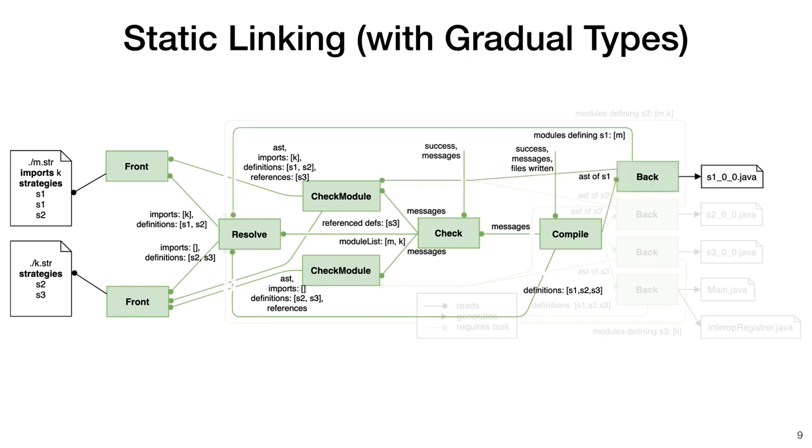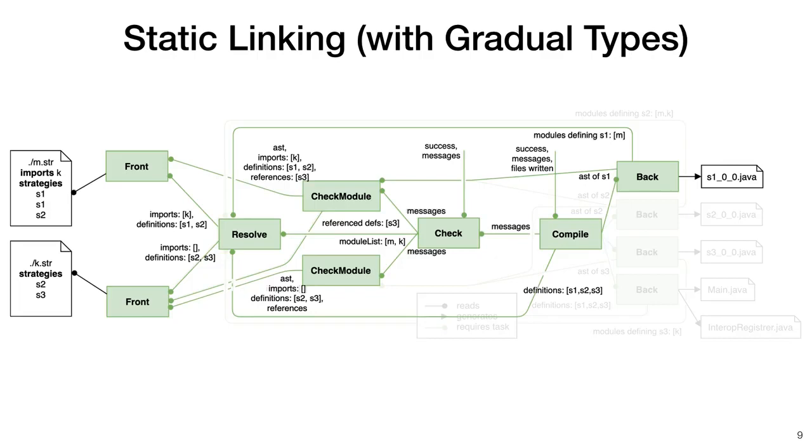The first back task is for strategy S1. The back task depends on the Resolve task result to find all modules that define strategy S1. This is the second reason why Resolve needs the definitions from all front tasks. As you can see, we use Resolve to contain all global information necessary for compilation.